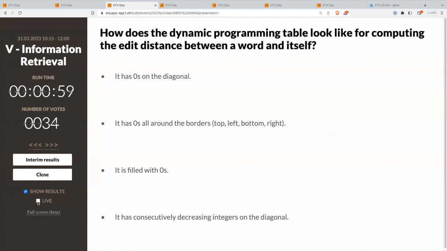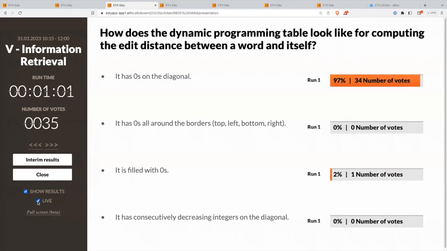All right, we have enough answers, and the majority is correct. It has zeros on the diagonal, right? Because the diagonal is comparing a prefix with exactly the same prefix, so it has zeros. Filled with zeros, no, because if you're outside the diagonal, then you would be comparing different prefixes, right? So this is why you don't have zeros everywhere.